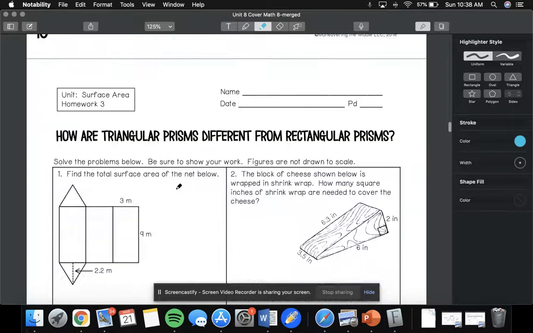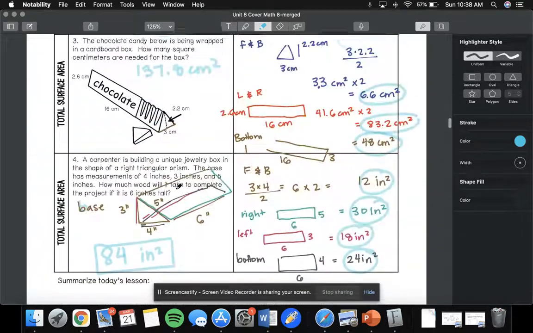So today your assignment is 4 problems on page 11, just to try them out and see how we do.